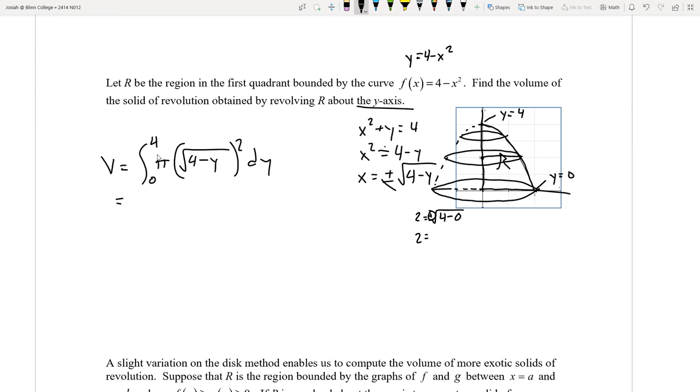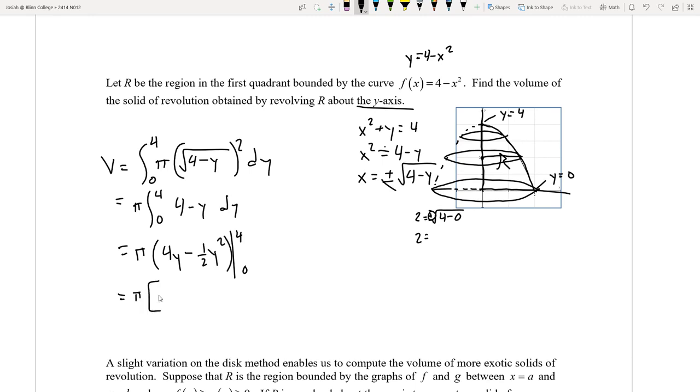Right. We'll take the pi out. And we'll cancel the square root with the square. So this is going to be a nice integral to handle here. So we'll go ahead and do power rule. We've got 4y minus 1/2 y squared. We're evaluating this from 0 to 4.